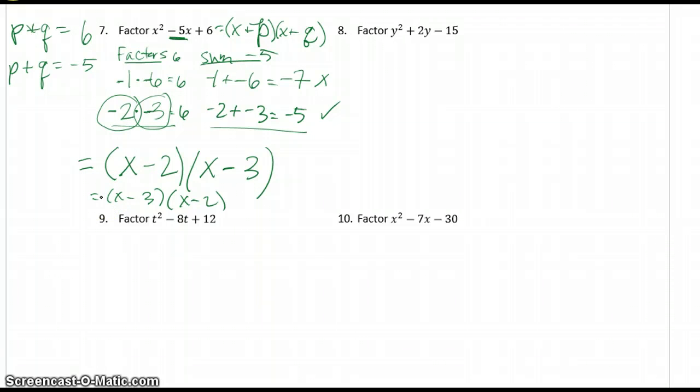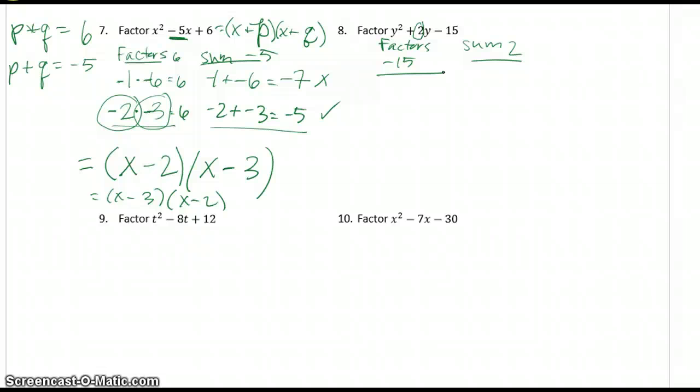All right, number 8. We have y squared plus 2y minus 15, and it asks us to factor. So we're looking for the factors of our last term here, negative 15, and we want them to sum to the number in our middle term, which is 2. All right? So what do we have to multiply together to get a negative number? Can we do a negative times a negative? Or a positive times positive? No. So we have to have what? One negative and one positive.